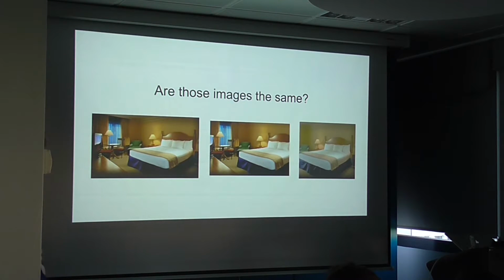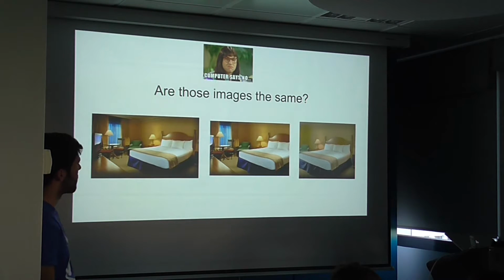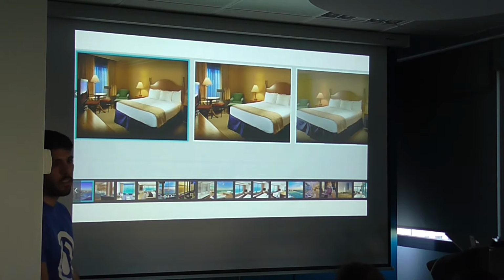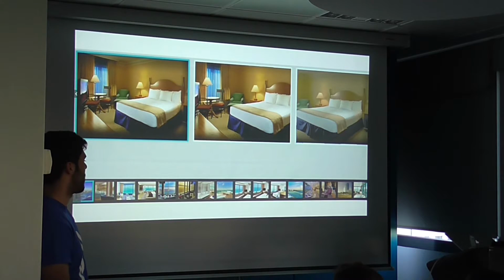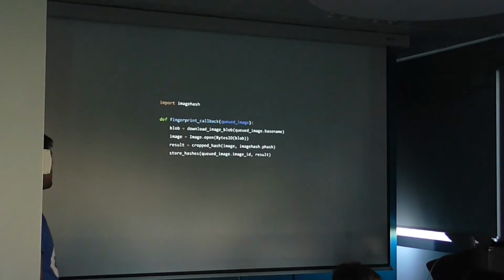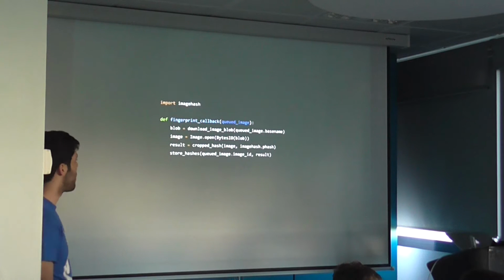The question is, are those images the same for you? They're the same. Because the computer says no. You do the MD5 of that, and it's different. You look at the pixels and they are different. But if you go to the gallery and you see those images there, it's obvious that they are the same. You don't want to see them 3 times. So yes, they are the same. And so we are going to see why we do that.